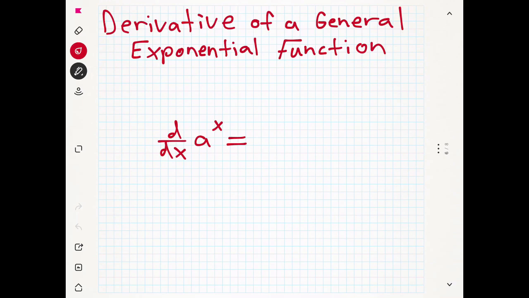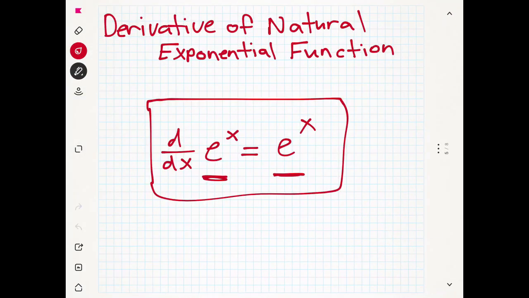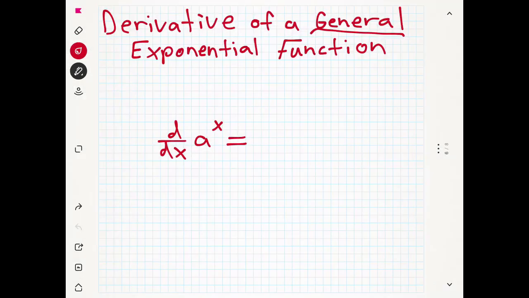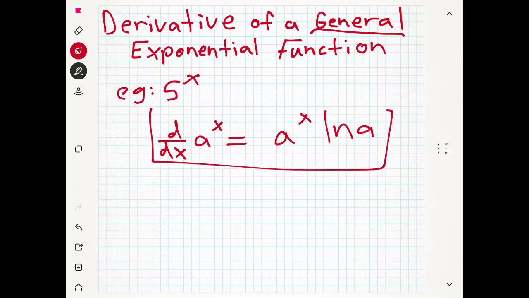Now let's talk about the derivative of a general exponential function, general meaning any number. The previous condition was only for e. Here, a represents any number except for e. So what if, for example, it was 5 to the power of x? How would we find the derivative of that? The general formula to remember is that the derivative of a^x is equal to a^x ln a.